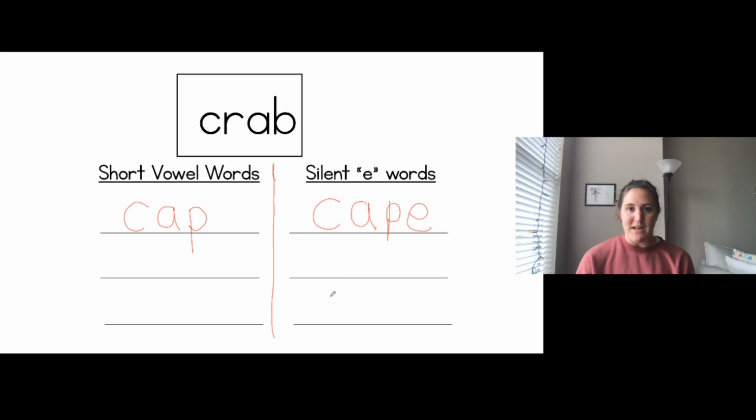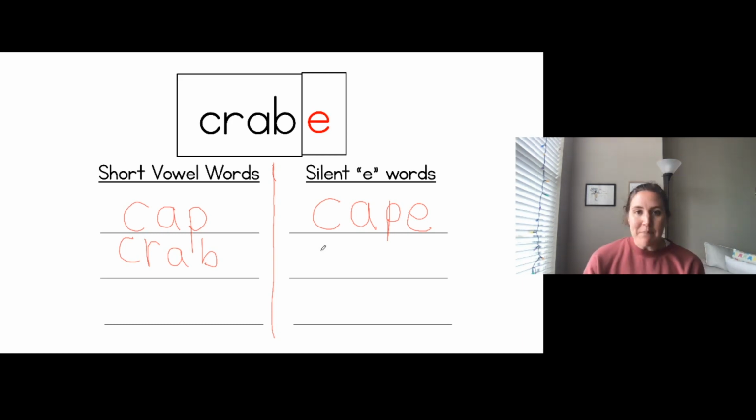Next one. Do you see an E at the end of this word? No, so we're going to make the short vowel sound. A. Tap it out with me. K, a, b, crab. Write it under short vowel. K, a, b, crab.